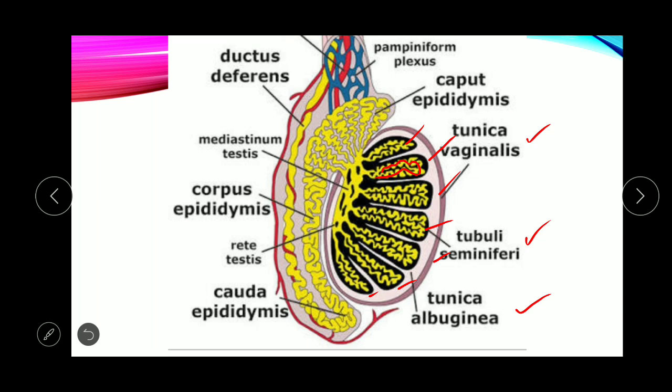So first, here you see the black structures; these are the seminiferous lobules, or testicular lobules, and inside them the highly convoluted structures, convoluted meaning coiled, are the seminiferous tubules. So you must not confuse seminiferous lobule and seminiferous tubule. The black structures are called seminiferous lobules, and inside them the seminiferous tubules are there.